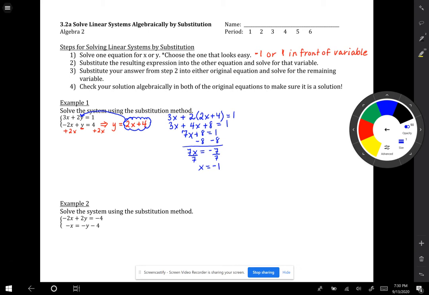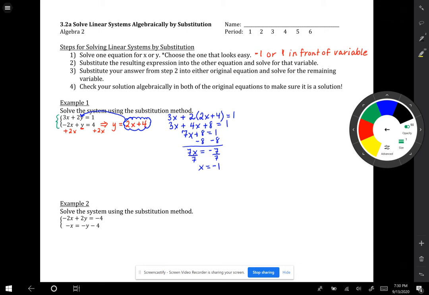Well, we found x, and now we need to find y. So here's what we're doing in step 3. In step 3, we are going to substitute that answer, x equals negative 1, into either of these two equations right here. Either one. So you get to pick which one.